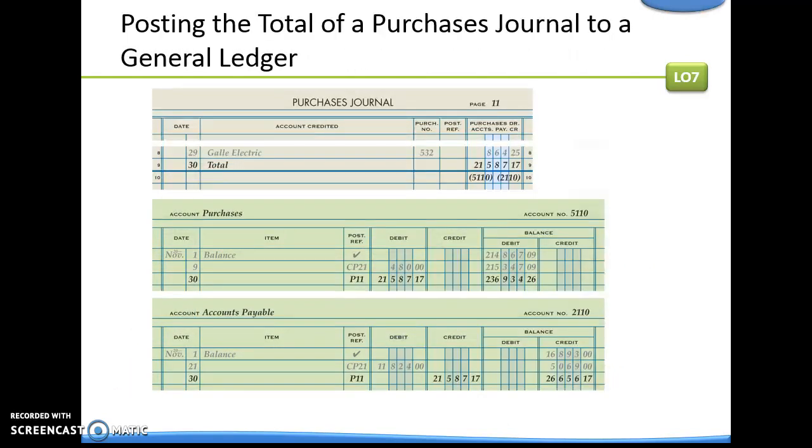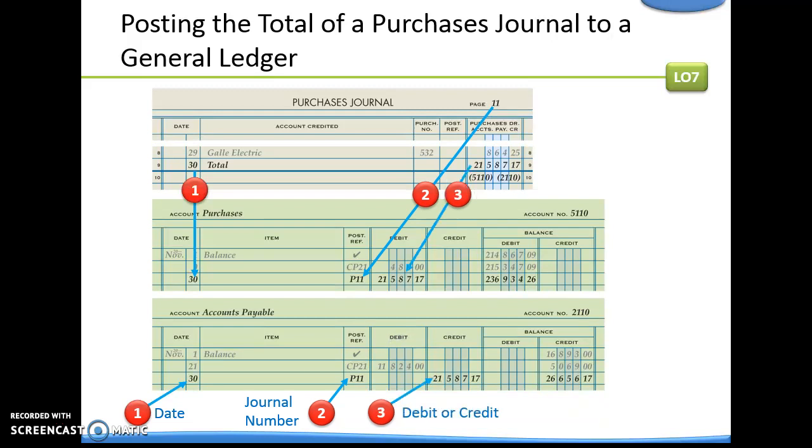Posting the total of a purchases journal to a general ledger. So you notice on the purchases journal that this says purchases debit, accounts payable credit. So that total needs to be posted to both the purchases journal and the accounts payable ledger. So the first thing you do is put the date. It's page P11 of the journal because it's the purchases journal.